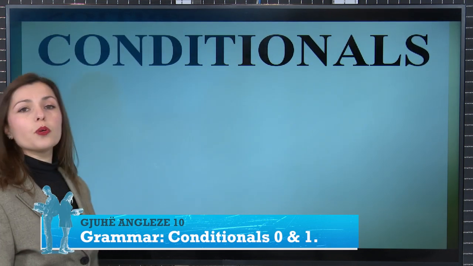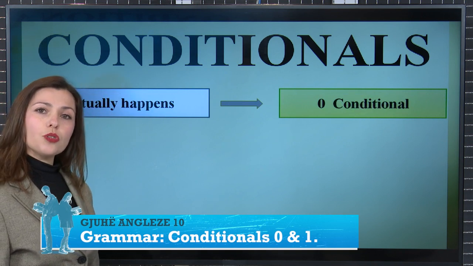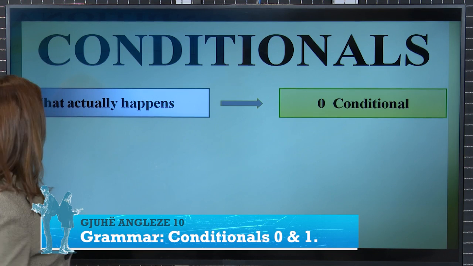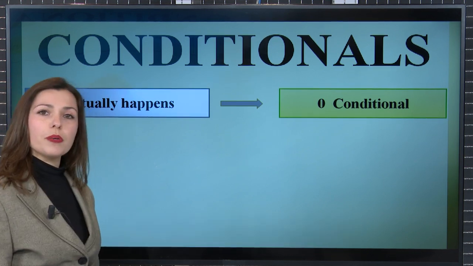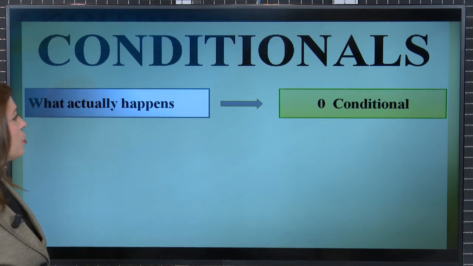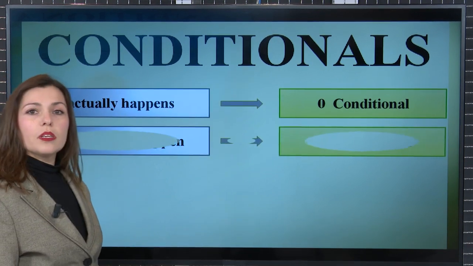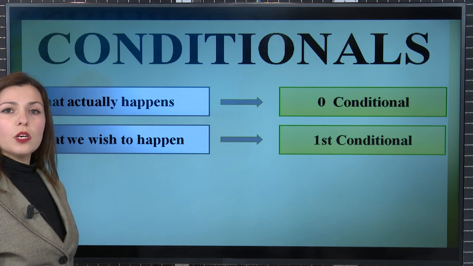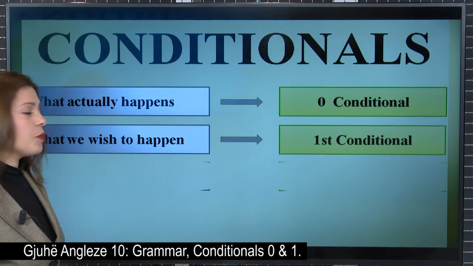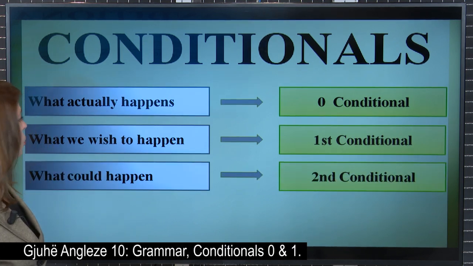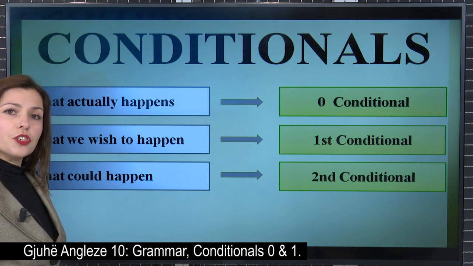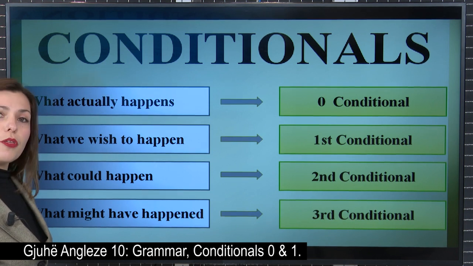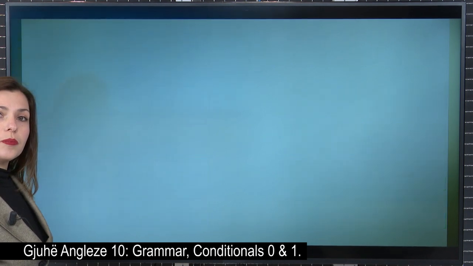Some of you would say, but why should we talk about zero conditionals? Well, when we want to talk about what actually happens, we use the zero conditional. When we want to talk about what we wish to happen, we use the first conditional. What could happen? The second conditional. And what might have happened? The third conditional. All right.